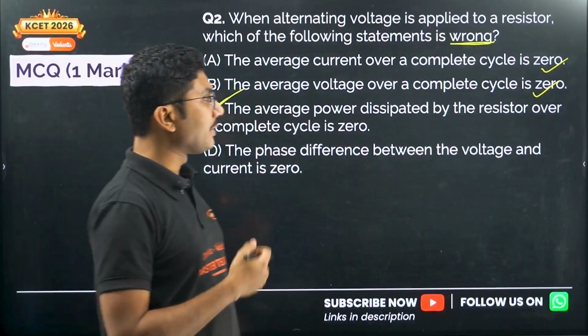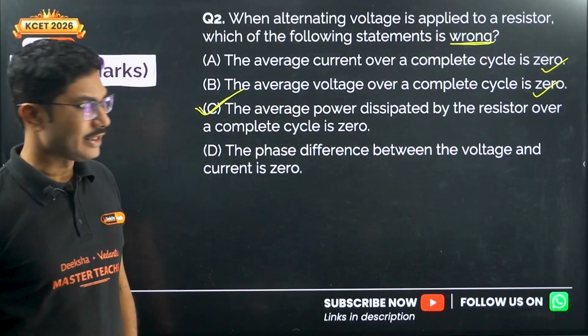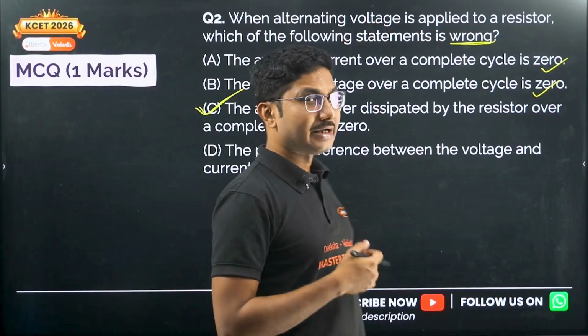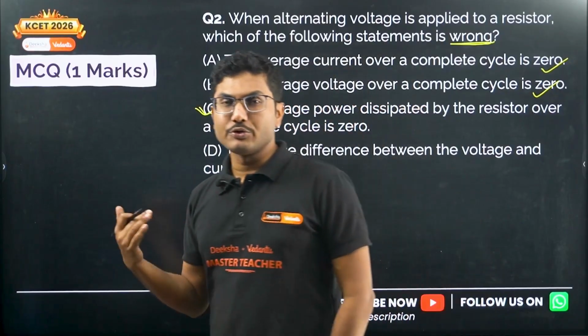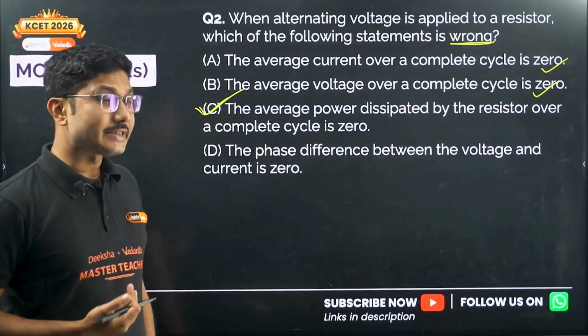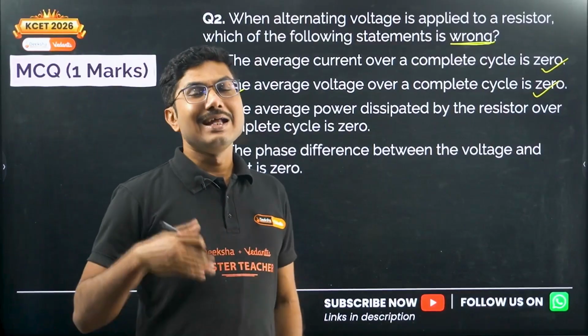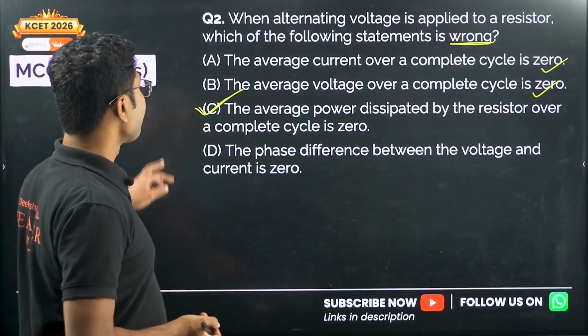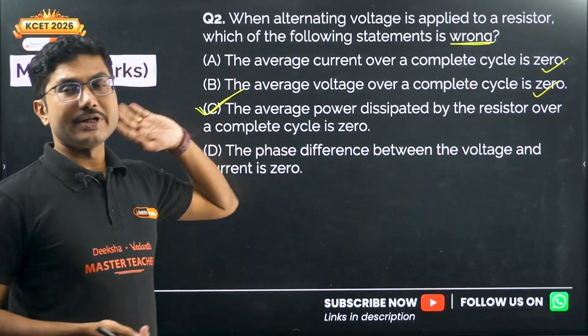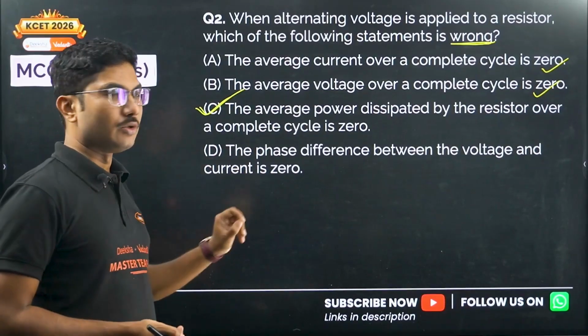The phase difference between the voltage and the current is 0. Yes. So in case of only a single resistor, the current and voltage both remain in the same phase. In case of an inductor, current lags by pi by 2. In case of a capacitor, current leads by pi by 2. So here the average power dissipated in a resistor is not 0.